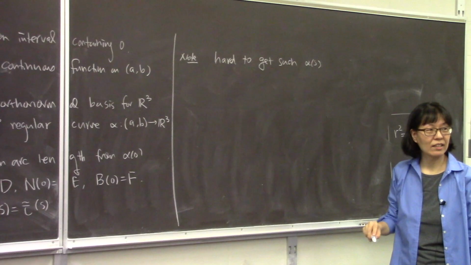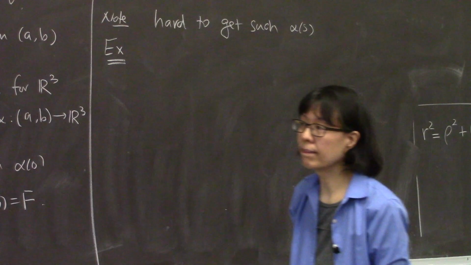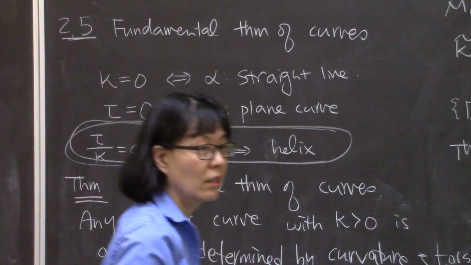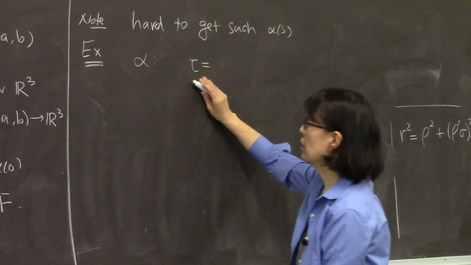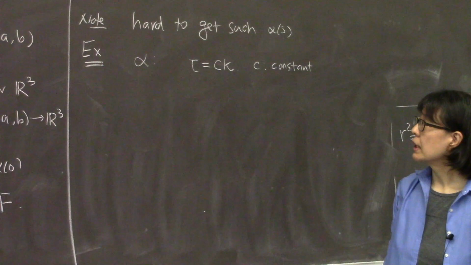Okay. But there are some examples we can work. So here's the example. Let's work this case. So we are looking for, let's find some regular curve satisfying the torsion is constant multiple of the curvature. Okay, let's see what that is.